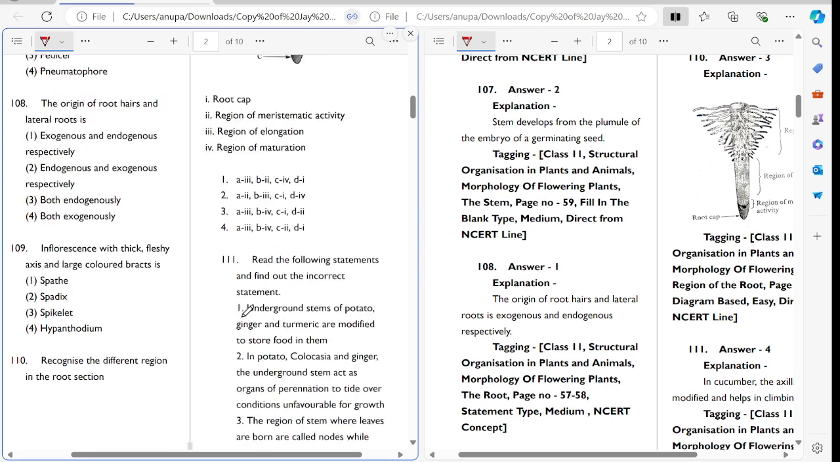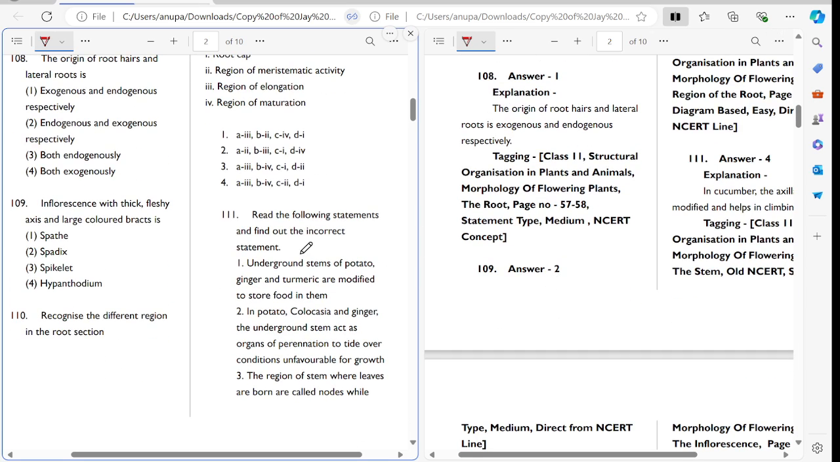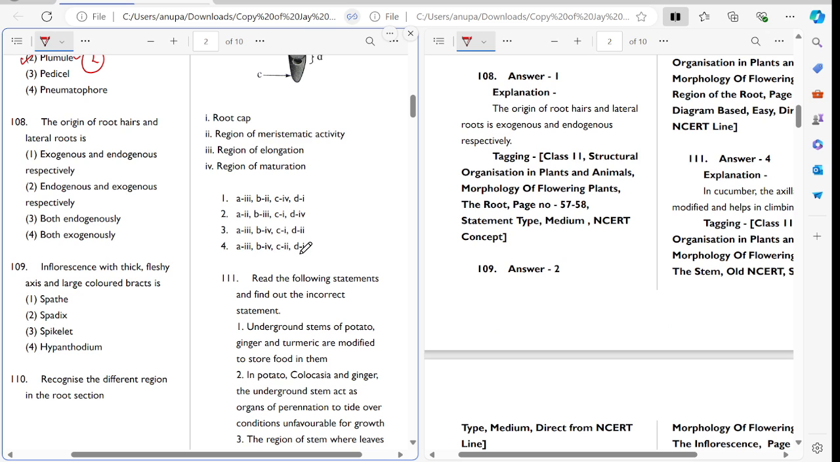Now let's move to question number 108. Question number 108 states that the origin of root hairs and lateral root is. We have to find out the origin of root hairs and lateral roots. Options are exogenous and endogenous respectively, endogenous and exogenous respectively, both endogenous, both exogenous. Root hair arises from epidermis, so its origin will be exogenous.